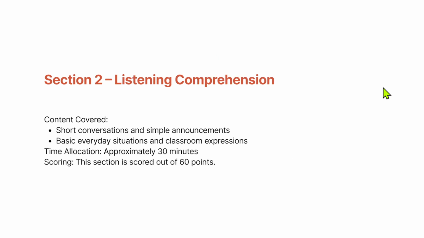The next section, section 2, is listening comprehension. This will have mostly short conversations and simple announcements, basic everyday situations, and classroom expressions. The time for this is approximately 30 minutes, and you have to finish the listening test within that time frame. This section is scored out of 60 points.